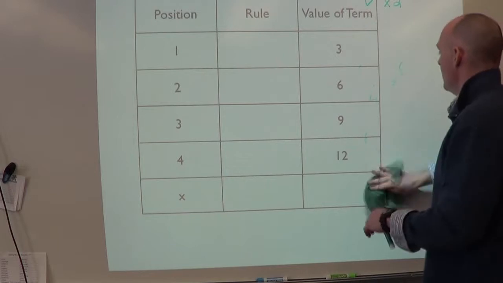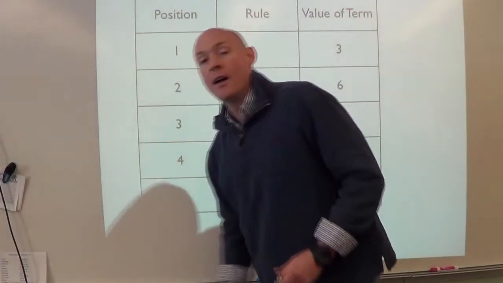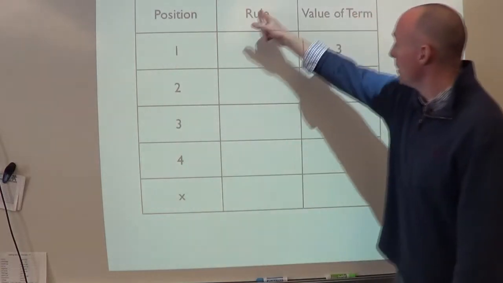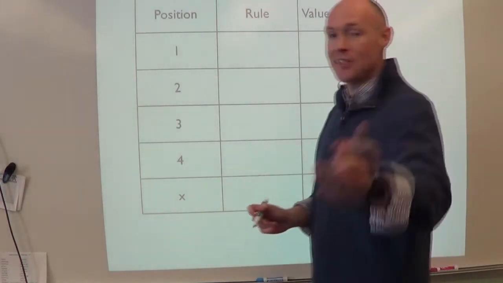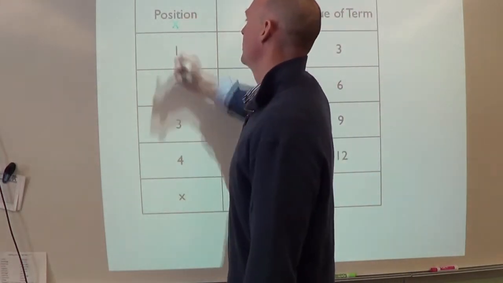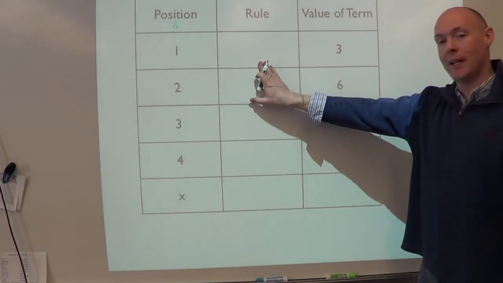Let me just erase this. Excellent. Okay. 3 columns. I have position, rule, and the value of the term. Oftentimes you're going to see me label position with X. So we have to figure out what the rule is.